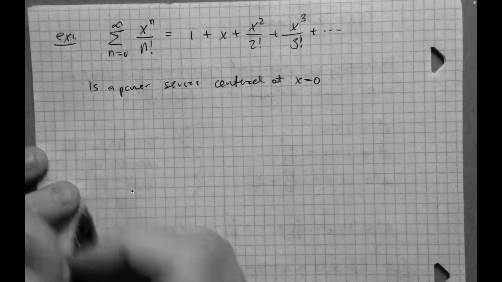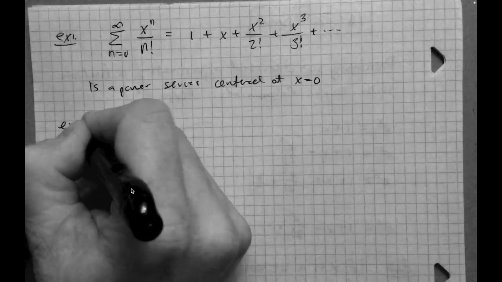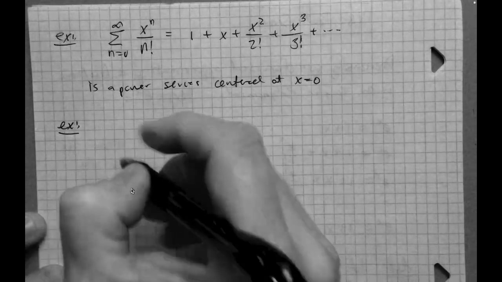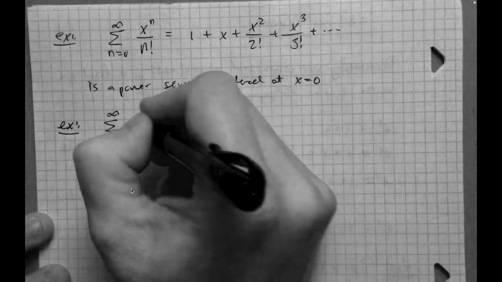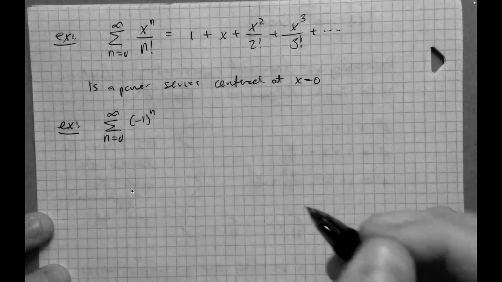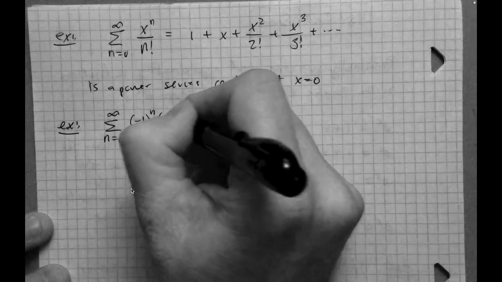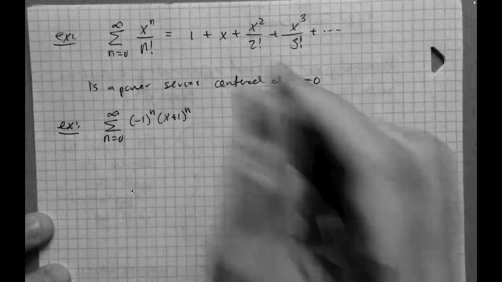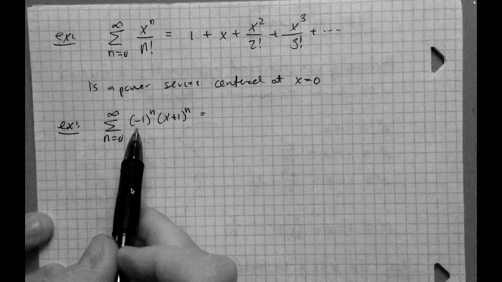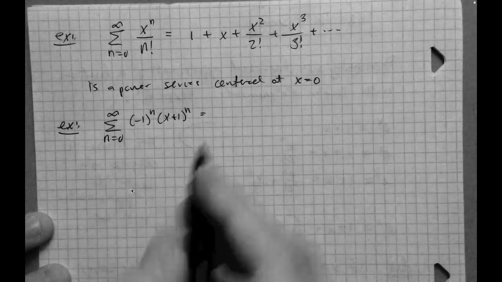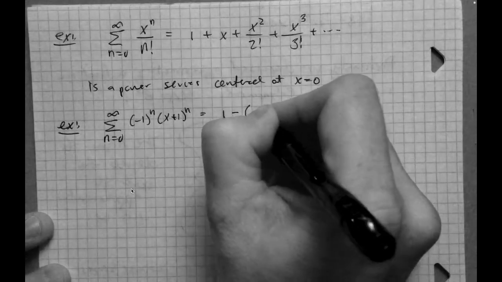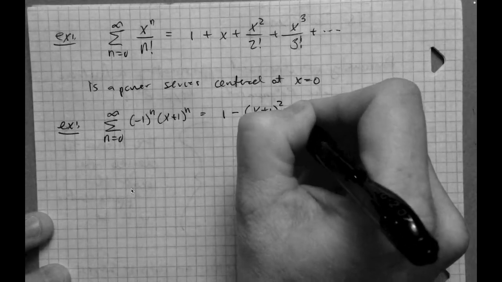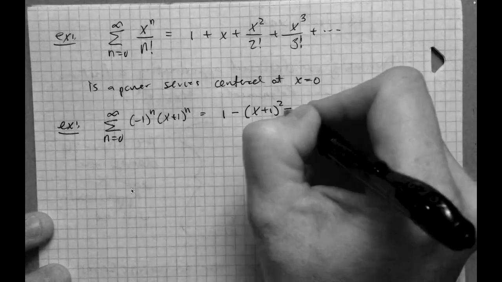So, another example is this. What about the sum from n equals 0 up to infinity of -1 to the nth power times x plus 1 to the nth power? And so this is an alternating series. We clearly see that.